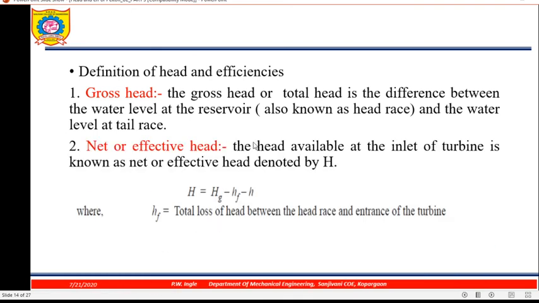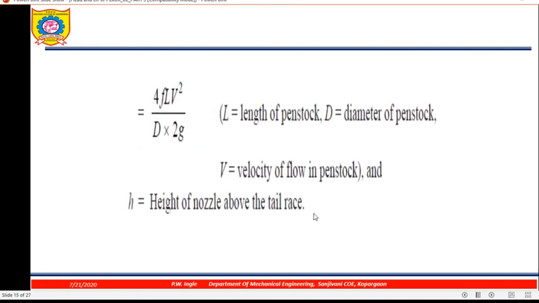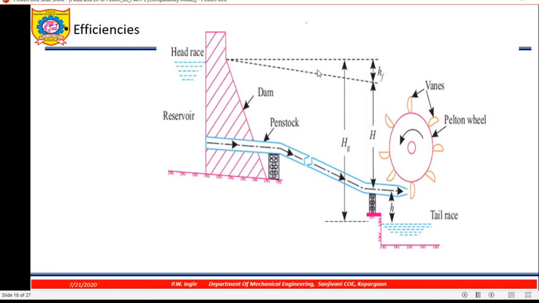The net or effective head is the head available at the inlet of the turbine. So H = Hg minus Hf minus h. What is Hf? It is the total loss of head between the head race and the entrance of the turbine. You can see the diagram here. This is the head race, this is the tail race, and the distance between these points is Hg. What is net head? It is Hg minus (Hf plus h).